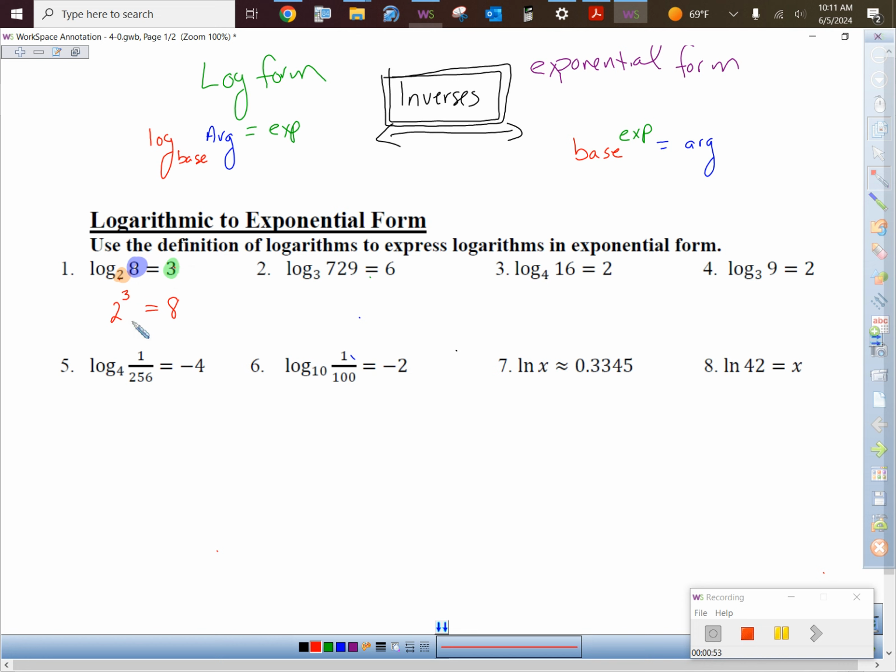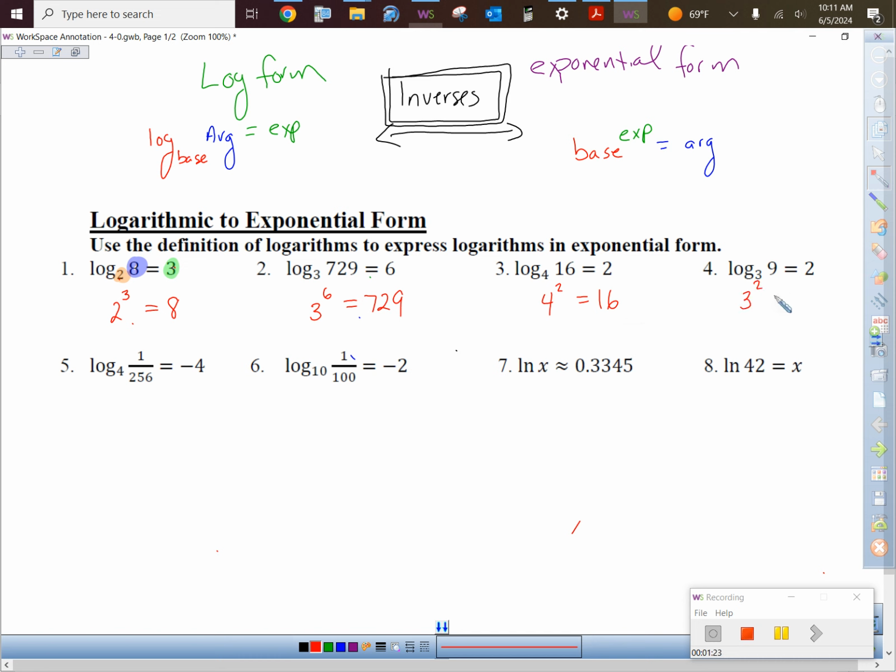So the base to the exponent equals the argument. This is exponential form, so we'll do it again. The base is 3 right here. The exponent is 6, and that should equal the argument. We're going from log form to exponential form, which is going to be a big deal this chapter. So if log base 4 of 16 equals 2, then that is the same thing as 4 to the second equaling 16. This is log form. This is exponential form.